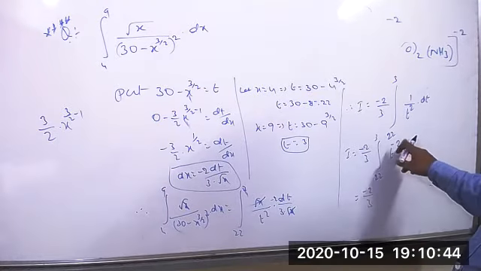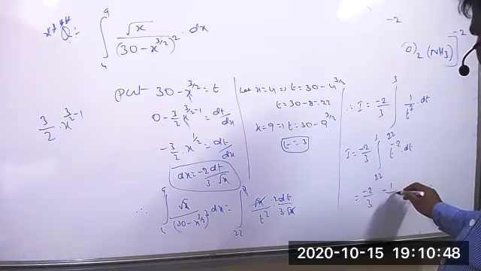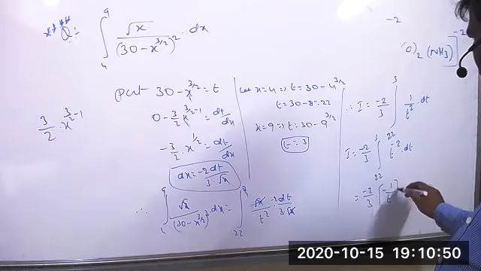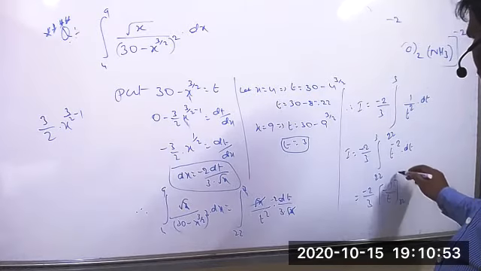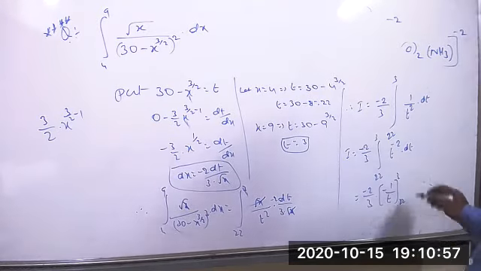So t power minus 1 by t and minus 2 plus 1 equal to minus 1 again. So minus 1 by t, minus 1 by t. The limits will be, you can take here now 22 to 3. So upper limit minus lower limit you can substitute in there now.